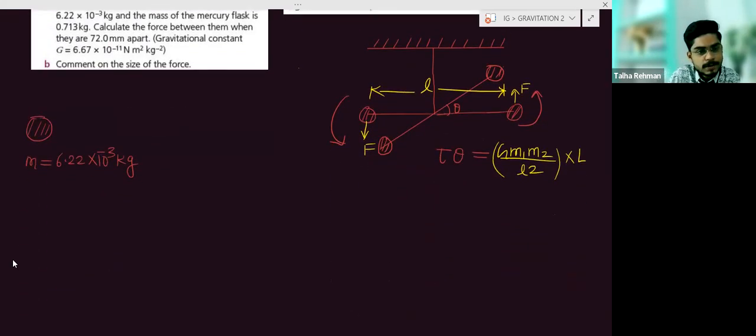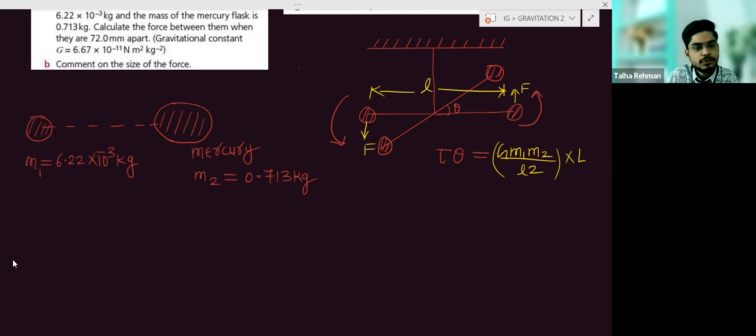So this is a lead mass, and here is a mercury mass. Suppose this is M1 and the mercury mass is M2. This is given as 0.713 kg, and they are separated by 72 mm. So this is R. R means this distance. This is given as 72 mm.